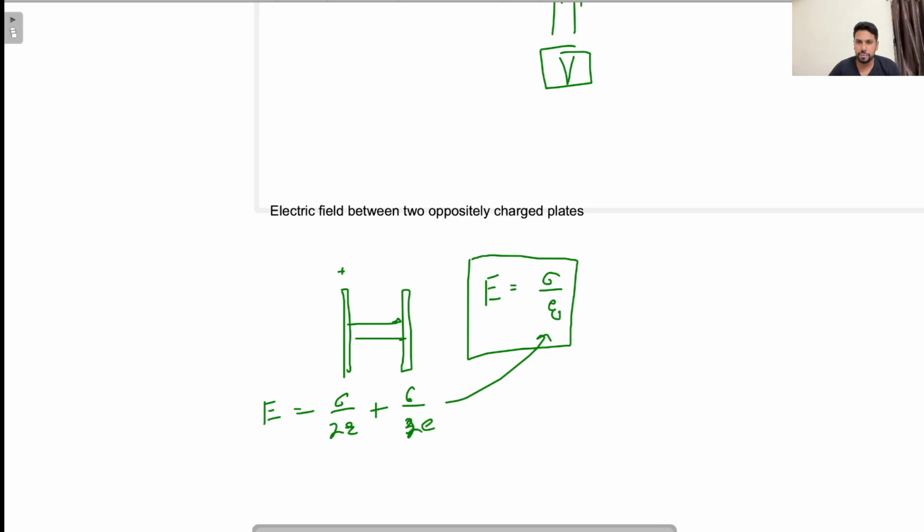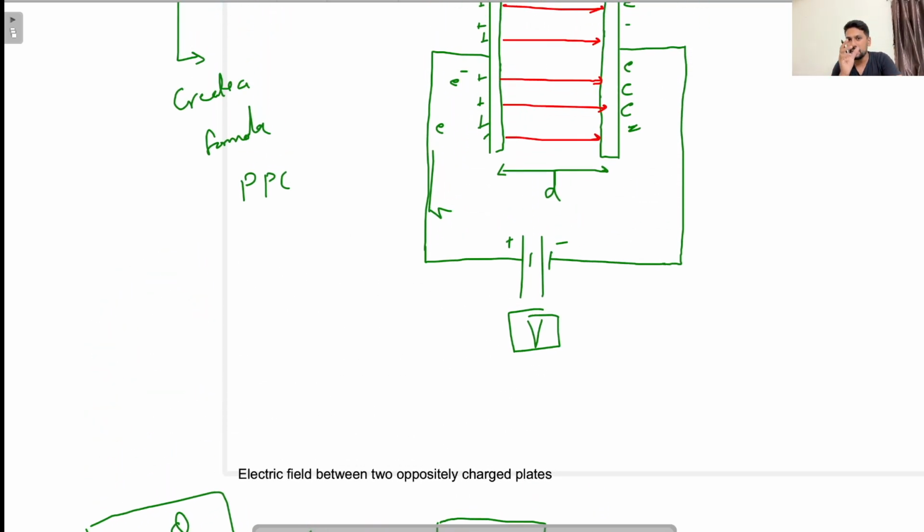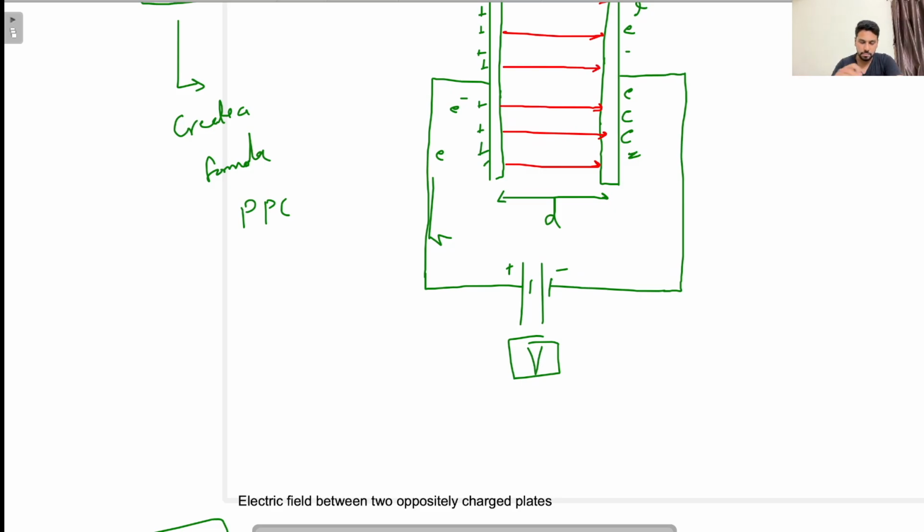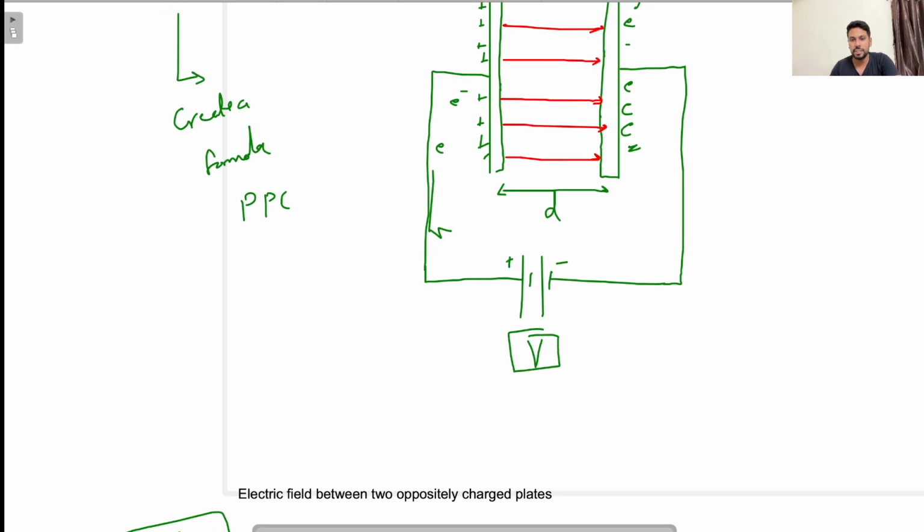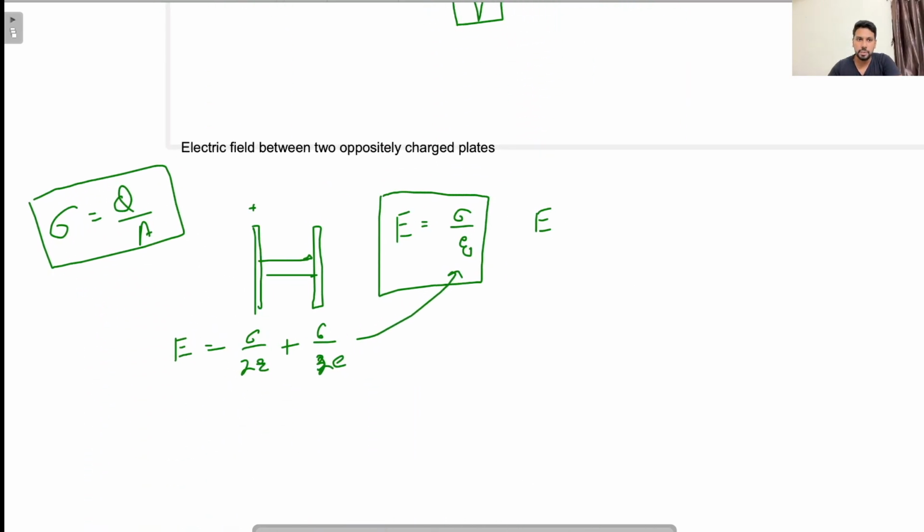So my electric field from here, my sigma is surface charge density, which is Q by A. Do you remember this? My surface charge density is Q by A. We have to go to the Gauss law. If you are not understanding how this formula is coming, I want you to visit and understand Gauss law. Once you understand Gauss law, you will understand how this formula came. So from here, E is equal to Q by epsilon naught A.